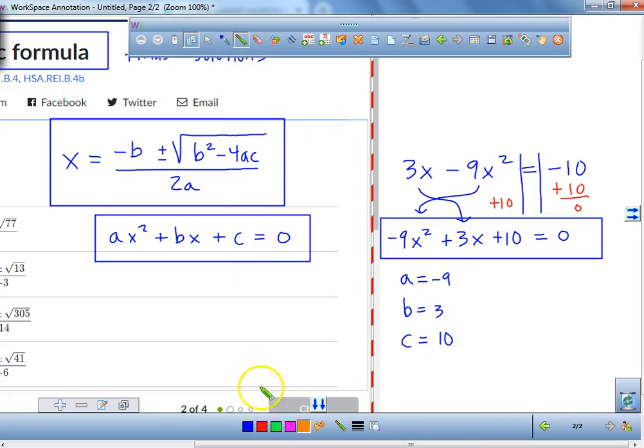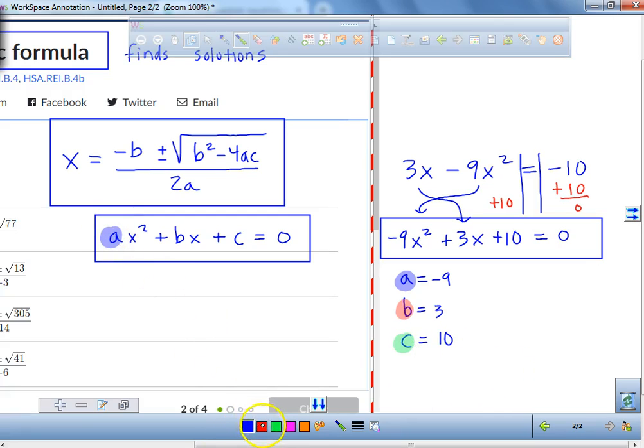Okay, now I'm going to highlight a, b, and c in 3 different colors. Remember, your a value is in front of the x squared, your b value is in front of the x, and your c value is whatever the constant is at the end. And then what do you do with these? You take them and you plug them in. Sorry, b is supposed to be red. A is right here.